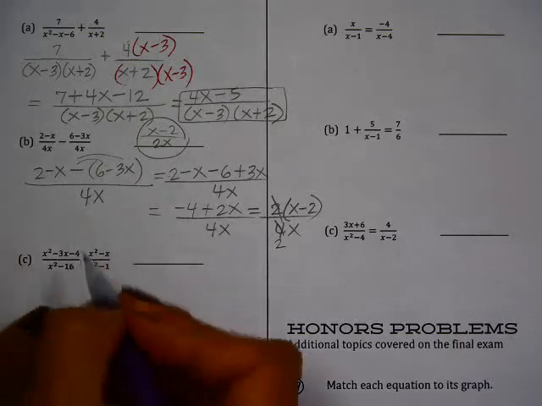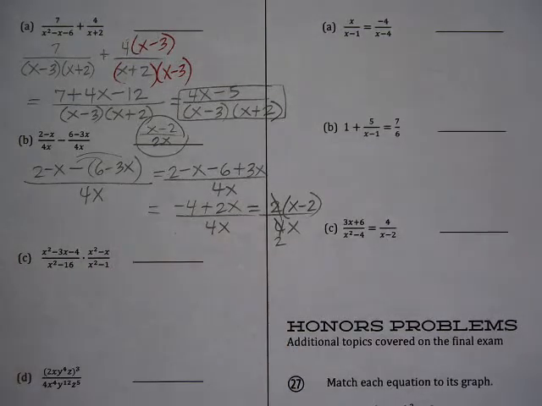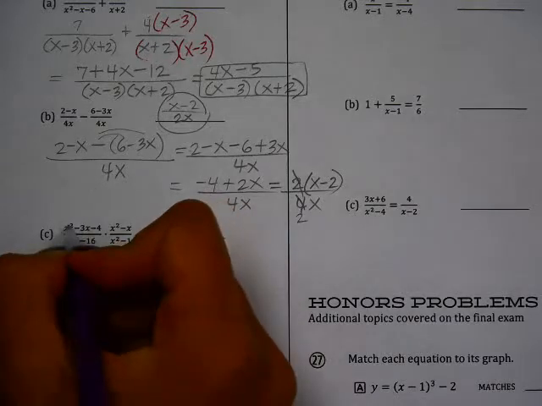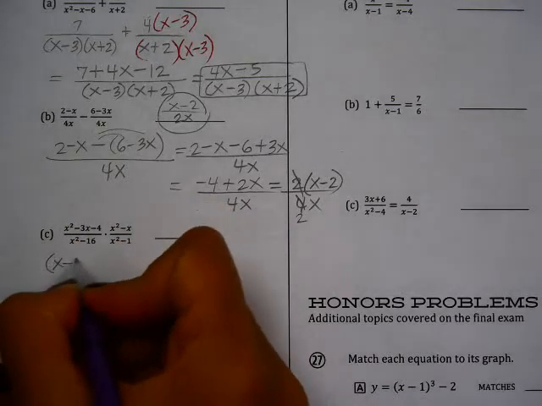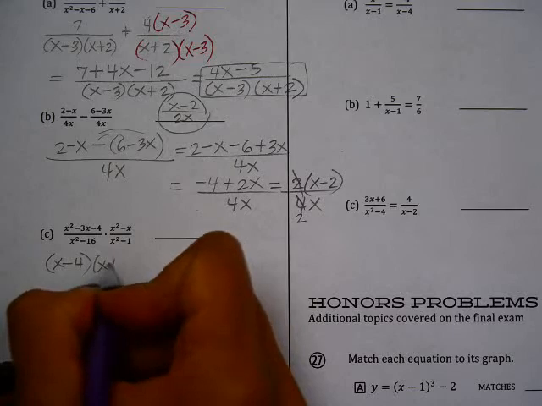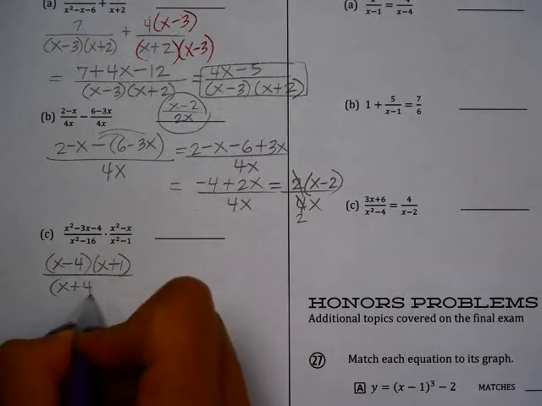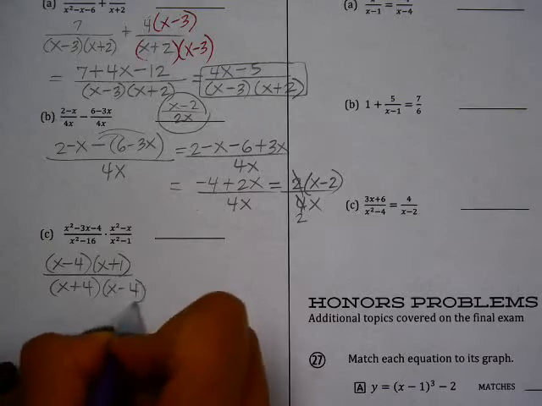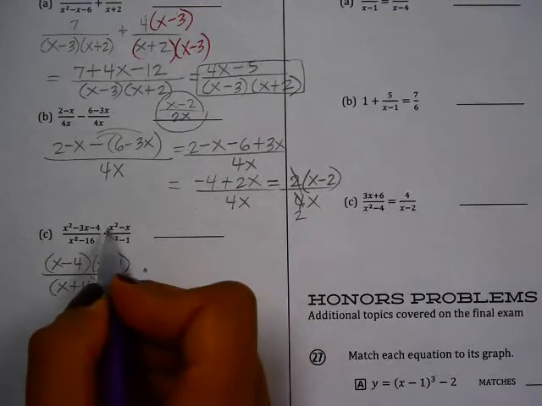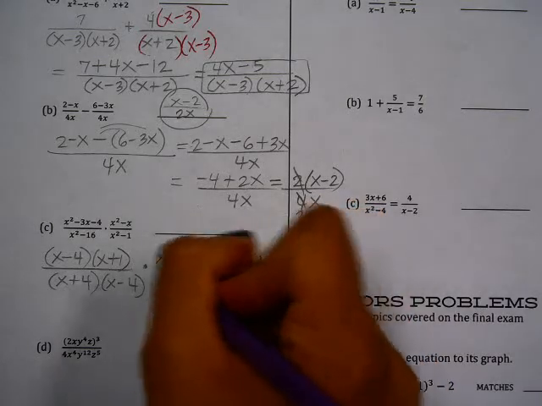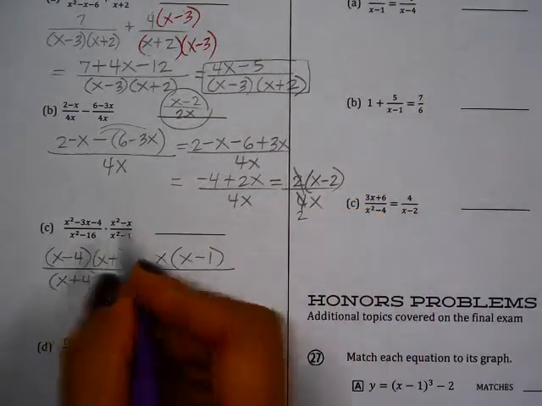On part C, we're multiplying these expressions. So we need to factor as much as possible and then cancel. So the numerator here is x minus 4 times x plus 1. The denominator is a difference of squares, x plus 4, x minus 4, times, here there's a GCF of x, and here we have another difference of squares.